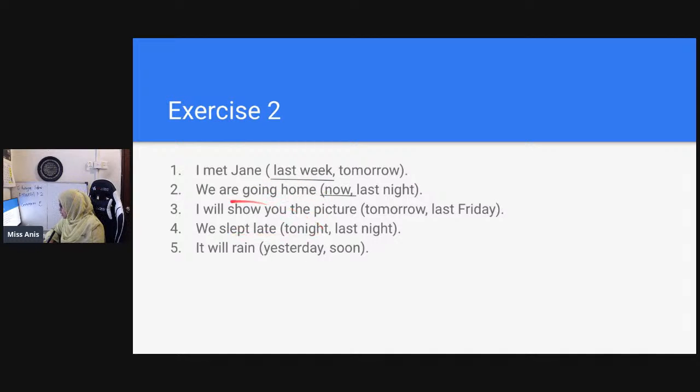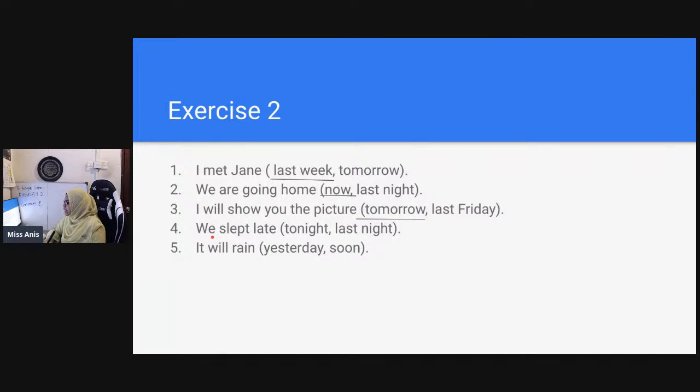Okay, the third one, I will show you the picture tomorrow or last Friday. So, nampak tak dekat sini? Perkataan will and then show. So, your verb here is show and then will. So, remember, ada perkataan will, it means this is your simple future. Okay, so here, tomorrow dengan last Friday, tomorrow lah jawapannya because tomorrow is the future. Tomorrow is esok. Okay, so last Friday is Jumaat lepas. So this is wrong lah, last Friday. So this is your answer. Tomorrow, I will show you the picture. So sebabkan this is future tense.